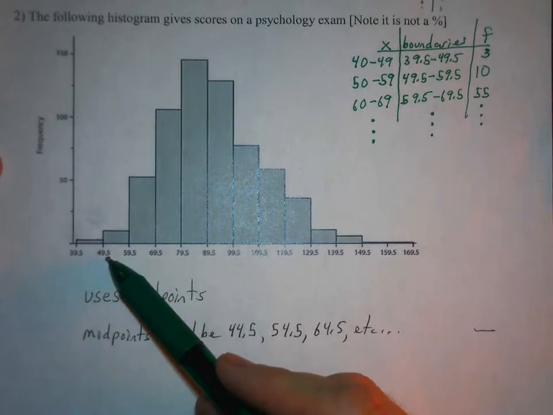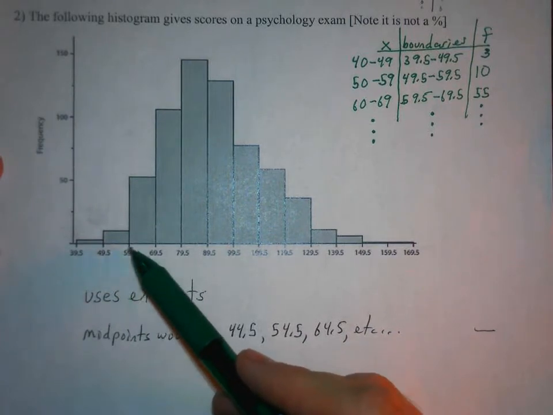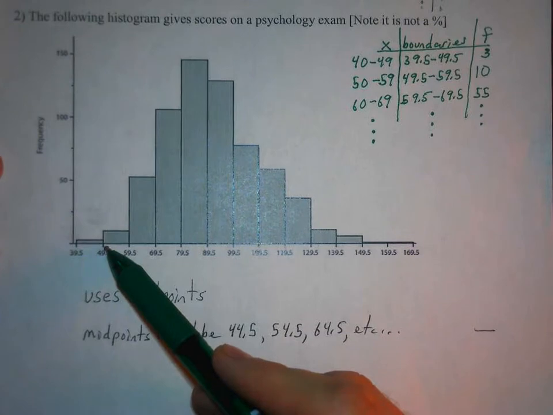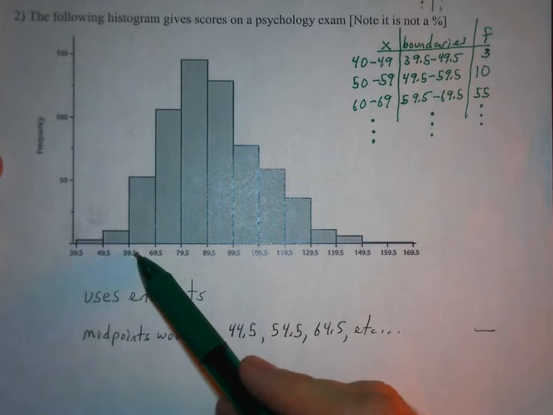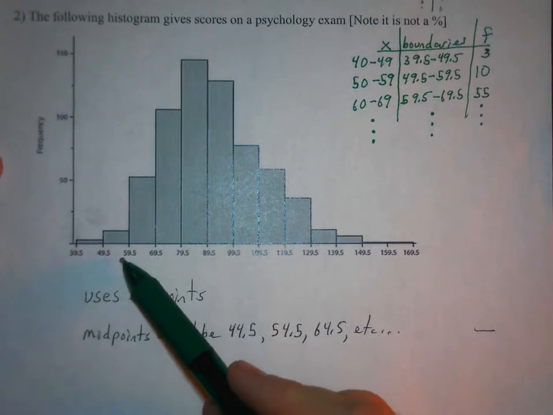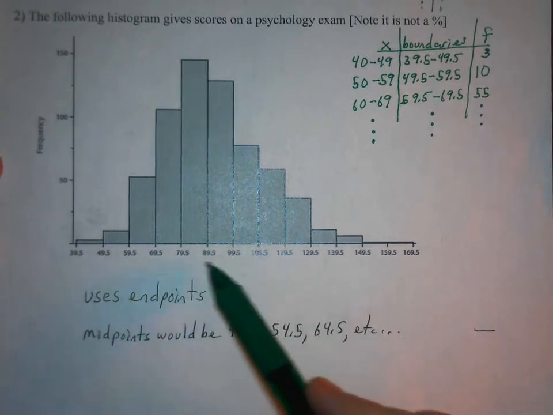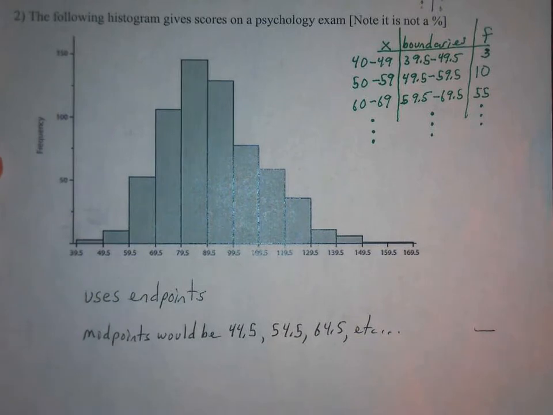So the 49.5 allows you to label that bar at each of the endpoints, and you can determine from there what values would actually be included in that first bar or the second bar and so on. So that's why they use boundaries or endpoints to label axes.